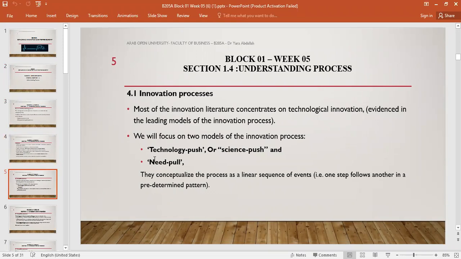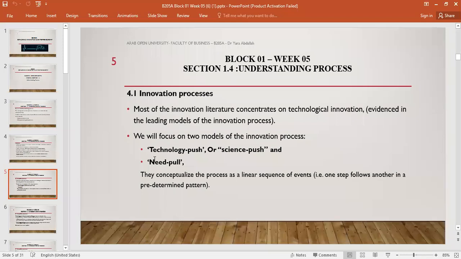The innovation process has been studied by a lot of researchers. And there are different models that try to explain the innovation process. Like the first model, which concentrated on the technology itself and how to develop a certain technology, regardless of whether this technology will be needed in the market or not.